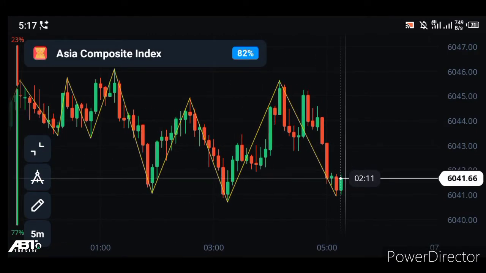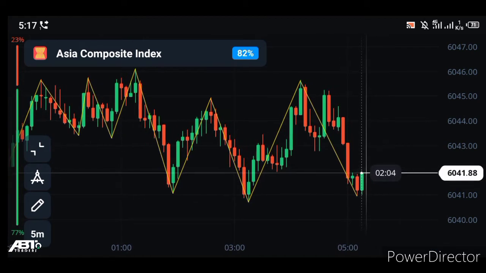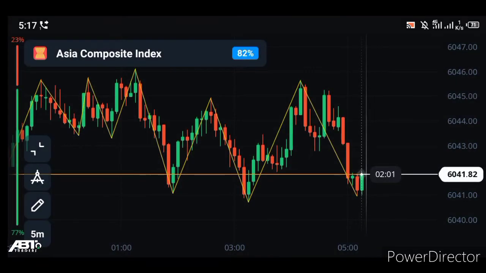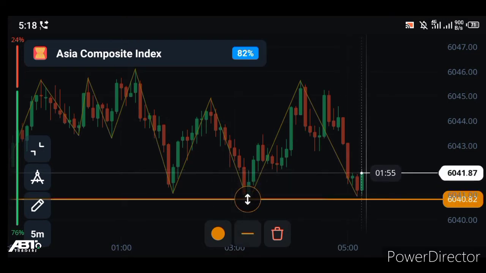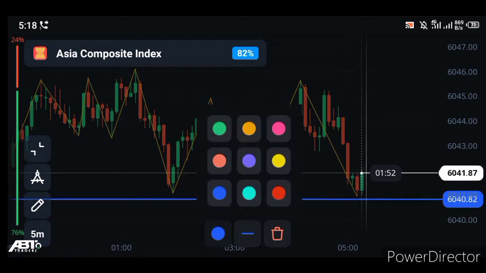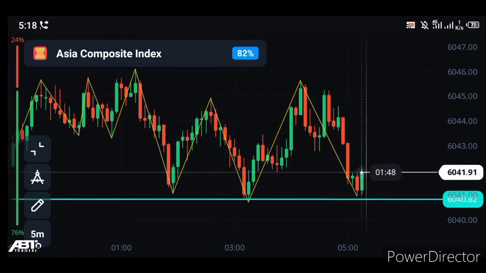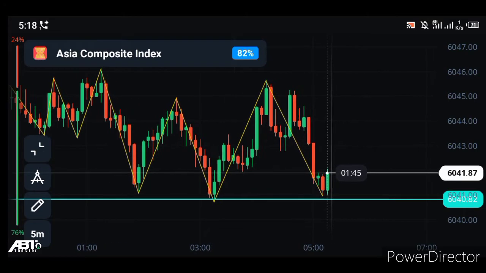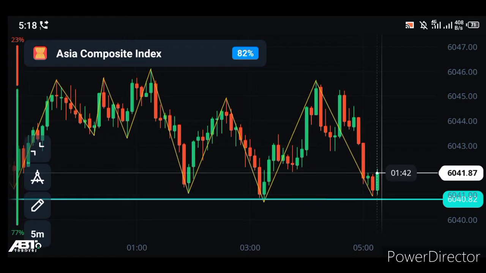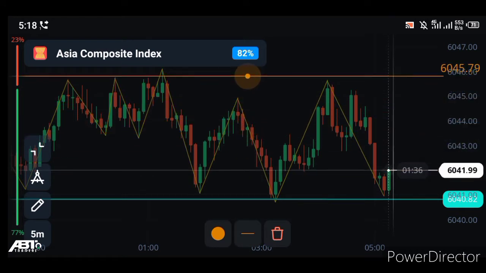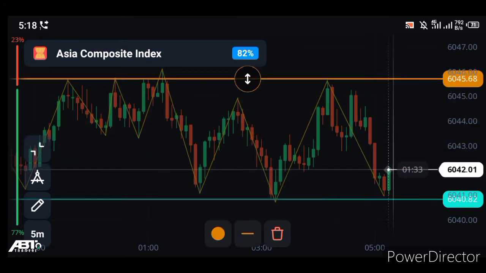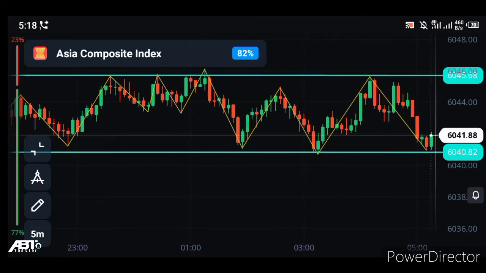So let us give it time. So let's see, the price is heading up from the support level. Let me draw it here. Change the color to blue. And this blue, yeah, this is better. Let me draw another resistance level here, because the price is coming up there.